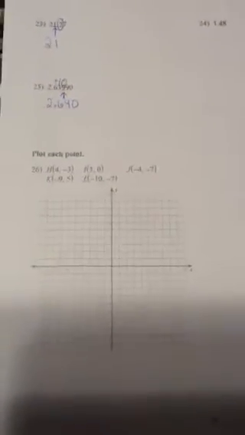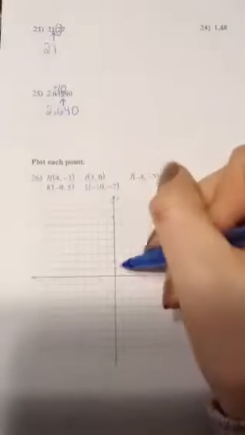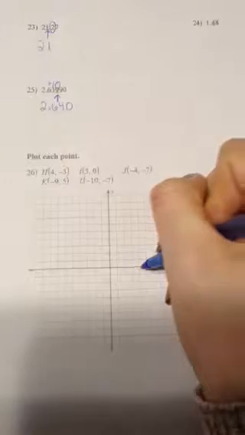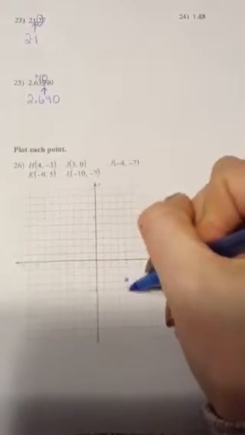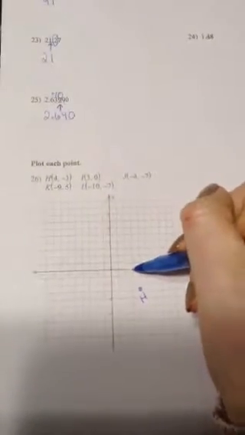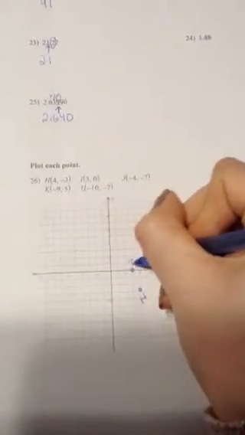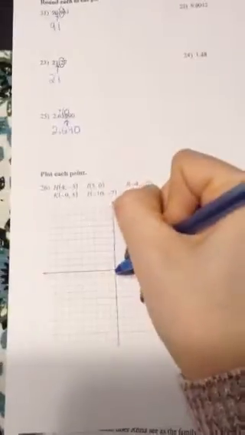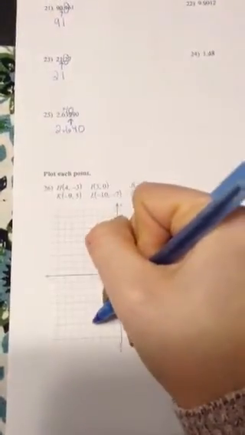Okay, after you do that, you're plotting some points like we did on Friday. You're starting at the origin always. For letter H, I'm going over 4, 3, 4, and down 1, 2, 3. H. Letter I, I go over 3, and I stay there. J, it's a negative 4, so I go over to negative 4. Down 1, 2, 3, 4, 5, 6, 7. Etc., etc.